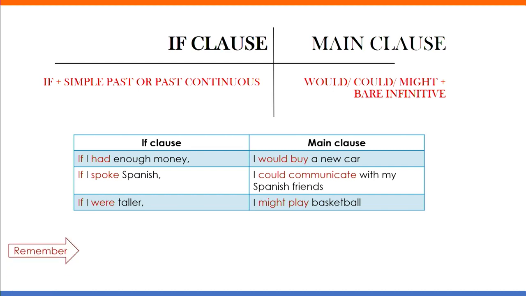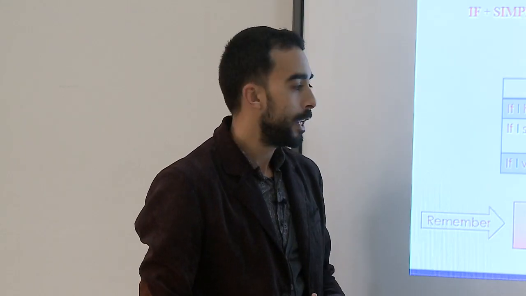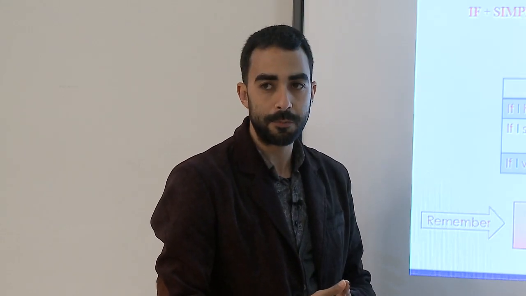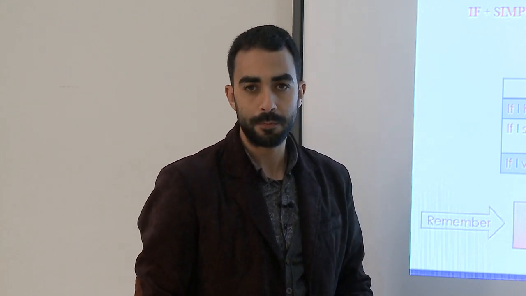But remember, normally here we should say was, but we never say was with conditional type 2. We use were instead of was with all the subject pronouns.